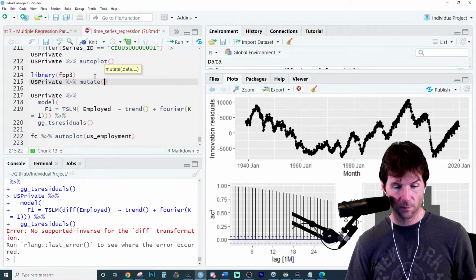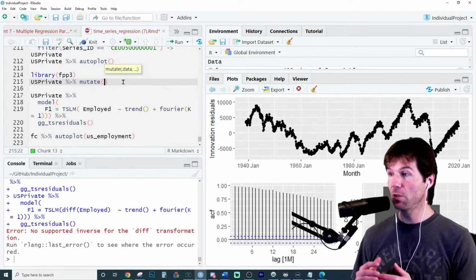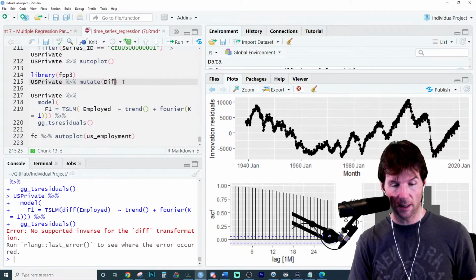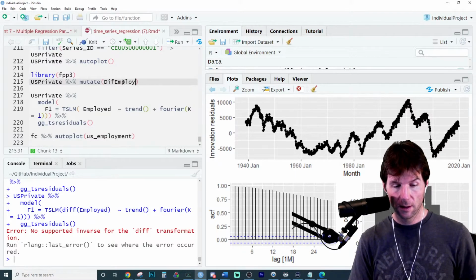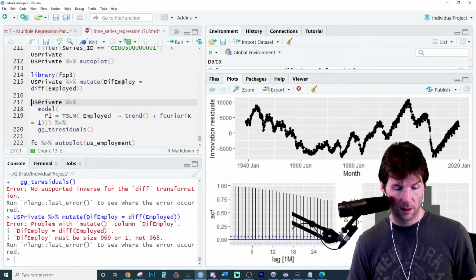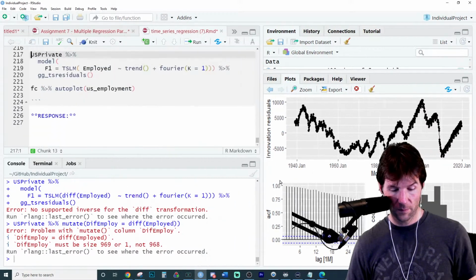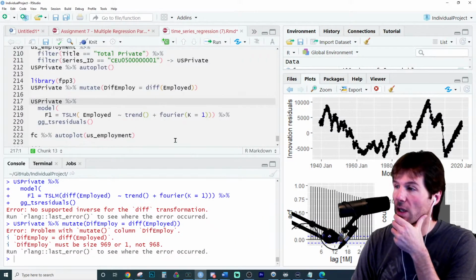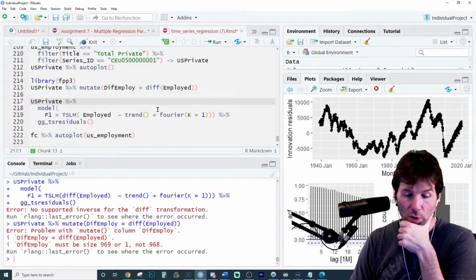Mutate. And so you want to use dplyr functions when doing dplyr stuff. And let's say diff employed. Diff employed is going to be equal to the difference of employed. And it's mad. Oh, because it's not the same size. And so when you're taking the difference, you'll be missing the first one.